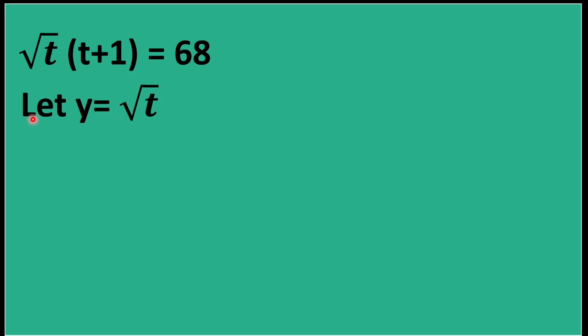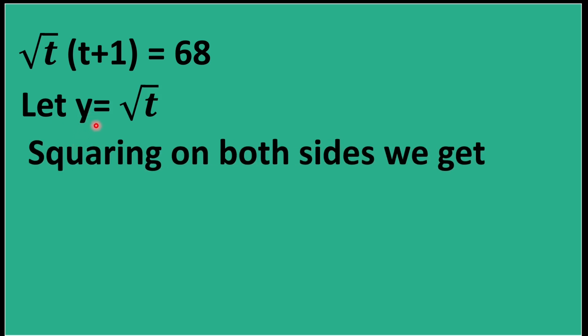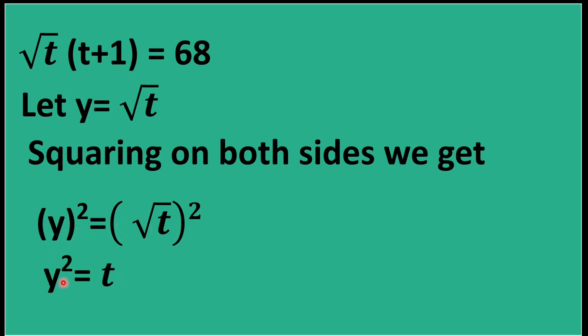So first of all, let y equal to under root t. So we will put y equal to under root t over here, but we need the value of t as well in terms of y. So for this purpose, we will square on both sides. Squaring on both sides of this equation, this will become y square equal to square root of t square. So this will become y square equal to t.